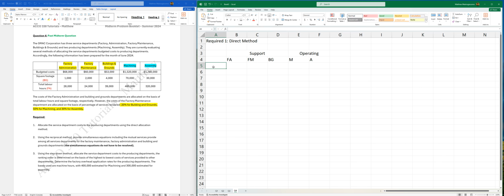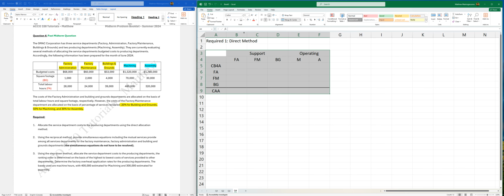Then I have my cost before allocation. Now guys, I follow the order here. So factory admin is first, factory maintenance is second, building and grounds third. And then afterwards, I have my cost after allocation. Hope everyone is good with this.